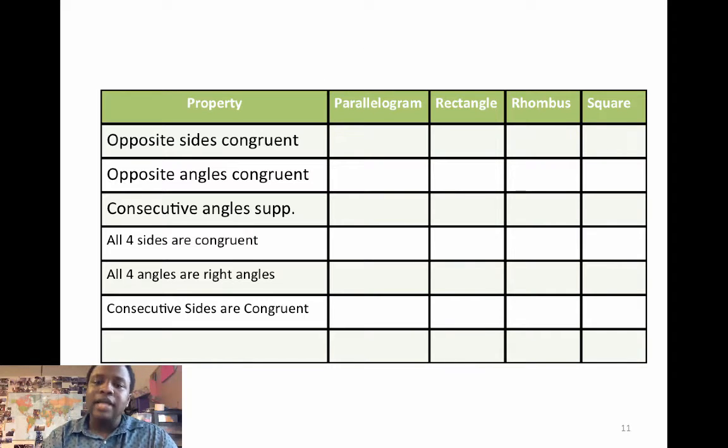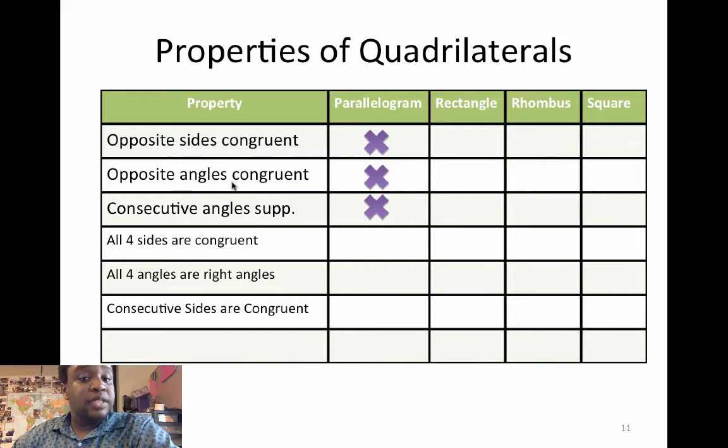Lastly, let's take a look at these properties and where they apply with different shapes, figures. So opposite sides are congruent. Well, that works for parallelograms. And opposite angles congruent, that also works for parallelograms. And consecutive angles are supplementary. That also works for parallelograms. So since all of these are parallelograms, we can mark an X for all of them. X, X, X, X, X, X.